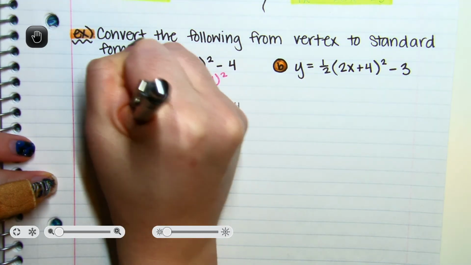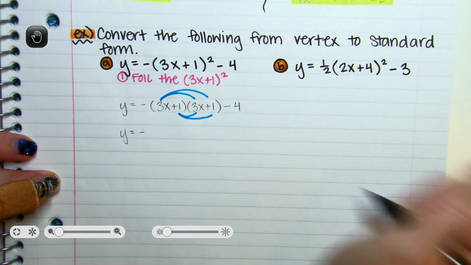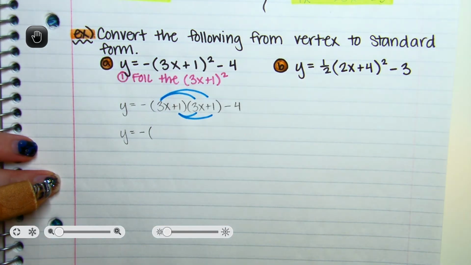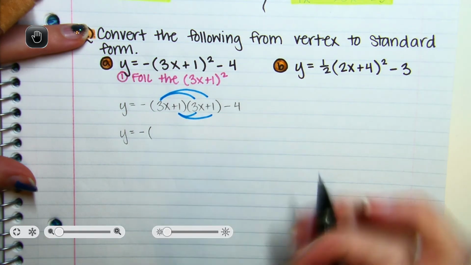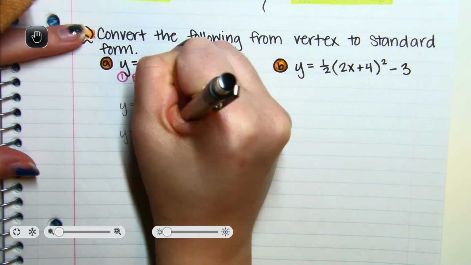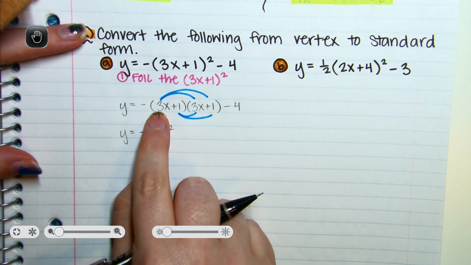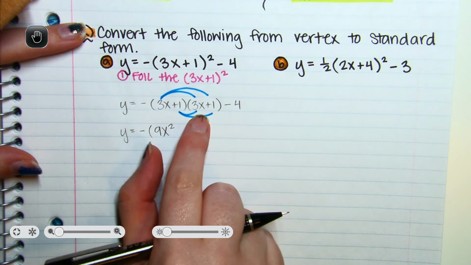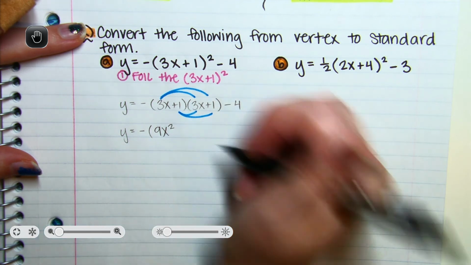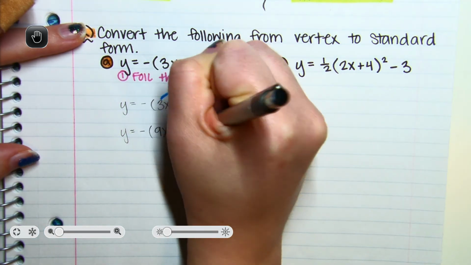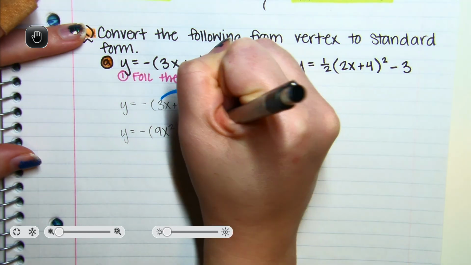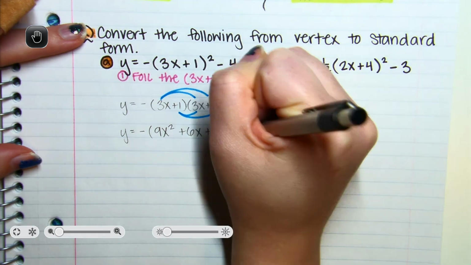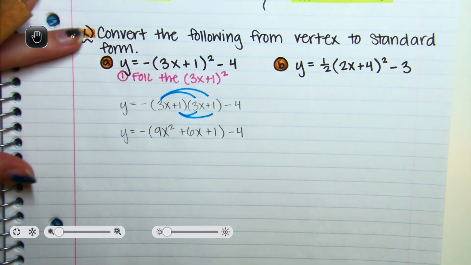So y equals, the negative is going to stay out in front, and then I'm just going to put this whole thing in parentheses. So 3x times 3x is 9x squared. Outer is 3x, inner is 3x. 3x plus 3x is 6x. Again, if you want to show that middle step, you can. And then the last gives us plus 1. And then I still have that minus 4 hanging out on the end.